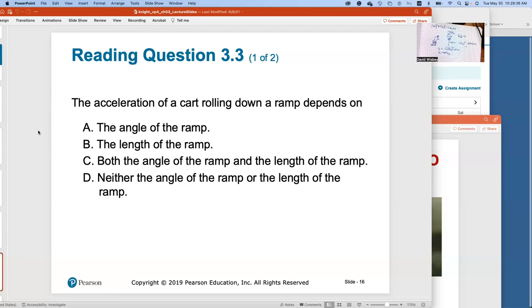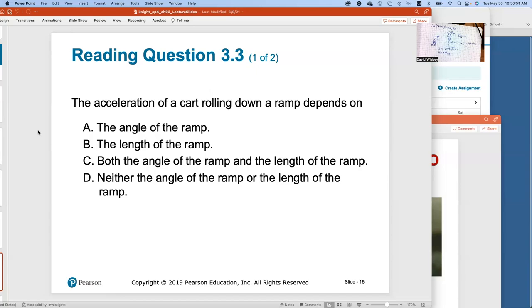The acceleration of a cart rolling down a ramp depends on A, the angle of the ramp, B, the length of the ramp, C, both the angle of the ramp and the length of the ramp, or D, neither the angle of the ramp nor the length. What does the acceleration of the cart depend on? Is it A, the angle of the ramp, or B, the length of the ramp? You guys have to vote. Maybe take a minute and vote. What does it depend on?